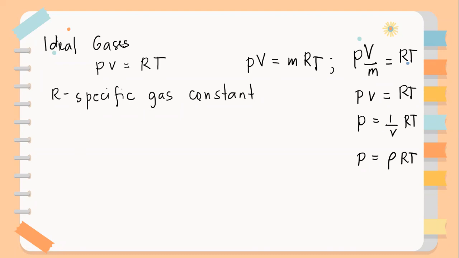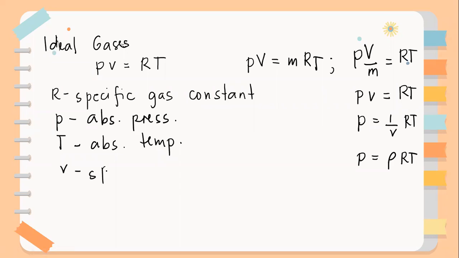Where R now is the specific gas constant, P is the absolute pressure, V is the specific volume. R is the specific gas constant. T is the absolute temperature. V is the specific volume.